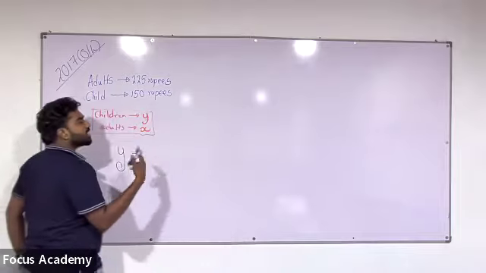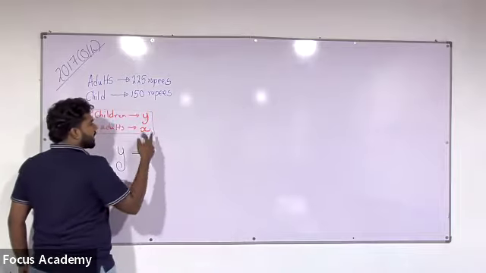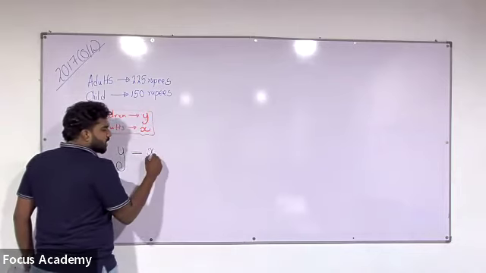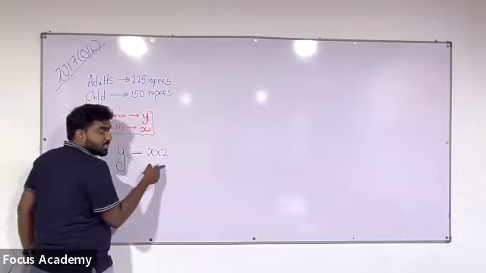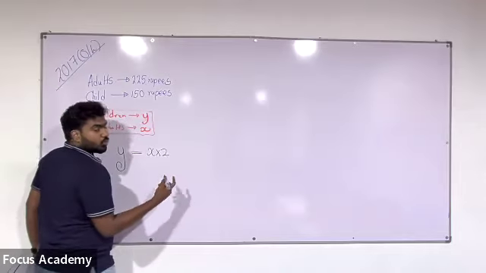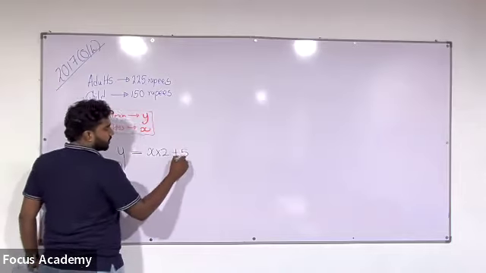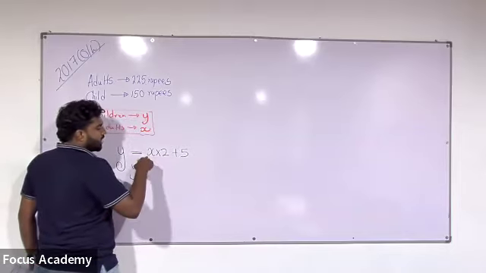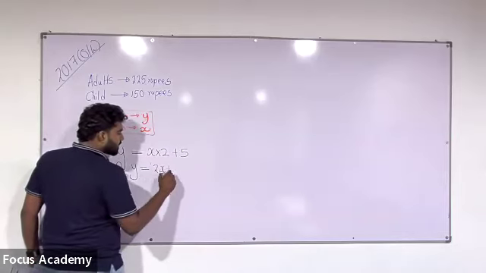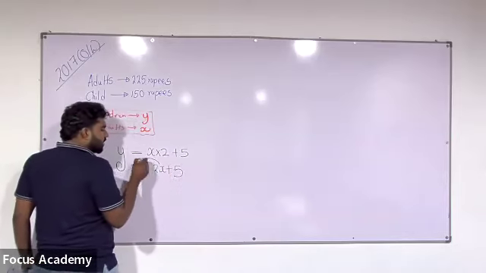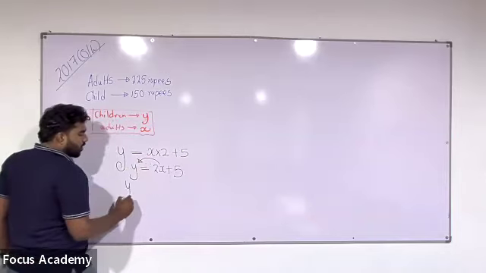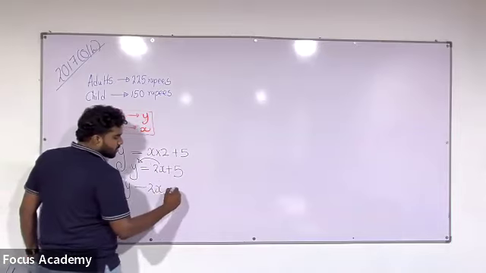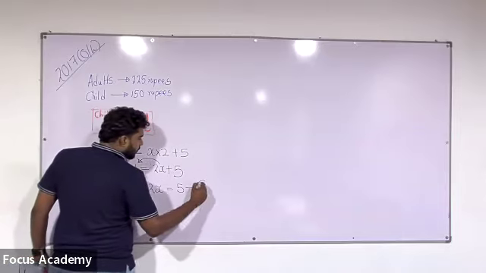What do we mean by twice the number of adults? Adults are taken as x. Twice the number means x into 2, and then 5 more, plus 5. Now try to simplify this. y equals 2 into x, which is 2x, plus 5. Take 2x to the other side, and it becomes y minus 2x equals 5. That is your first equation.